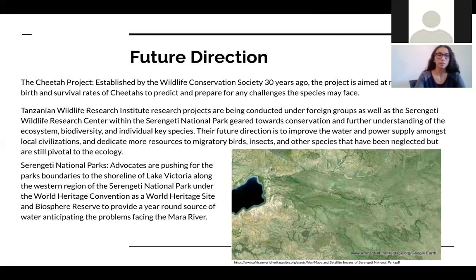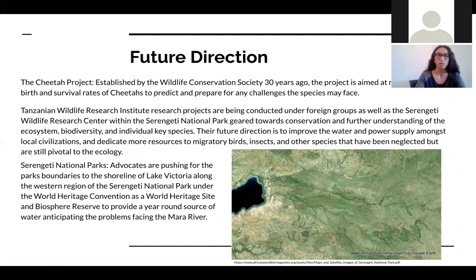Despite the morbidity of these problems facing the Serengeti ecosystem, many people and organizations are working towards combating these issues. Some of these groups include the Wildlife Conservation Society, the Tanzanian Wildlife Research Institute, and the World Heritage Convention. The Wildlife Conservation Society established the Cheetah Project 30 years ago, aimed at monitoring the birth and survival rates of cheetahs to be able to predict and prepare for any further challenges the species may face.